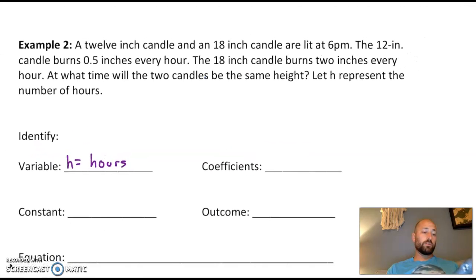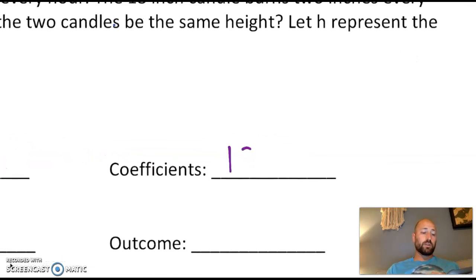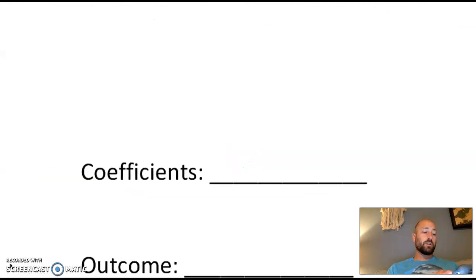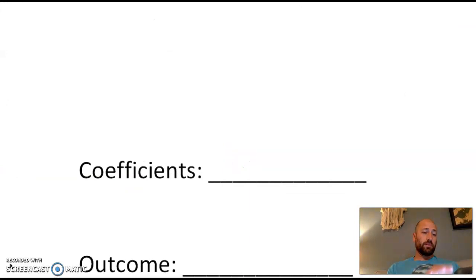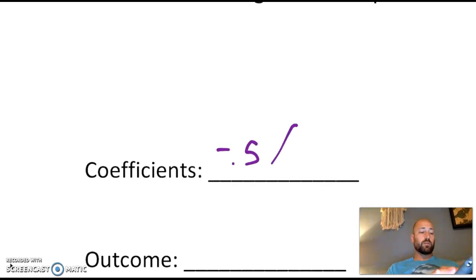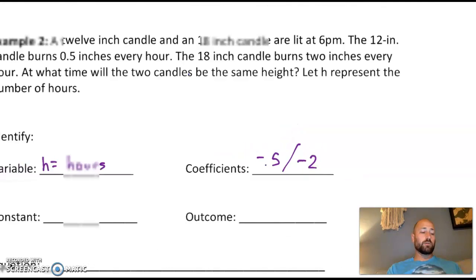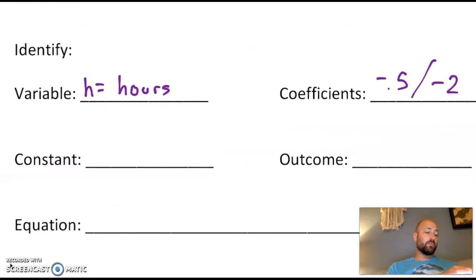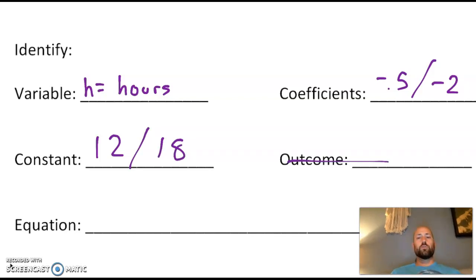Okay, our coefficients. The first one is going down at 0.5 per hour. The other one is going at 2 inches per hour. Our constants: we have a 12-inch candle and an 18-inch candle. I'm not going to use outcome. Those four titles help us to identify, but you don't necessarily need to use them all the time. All right, so here we go.